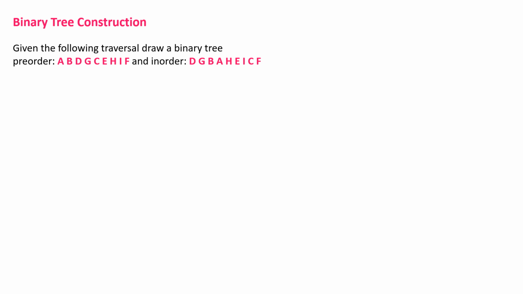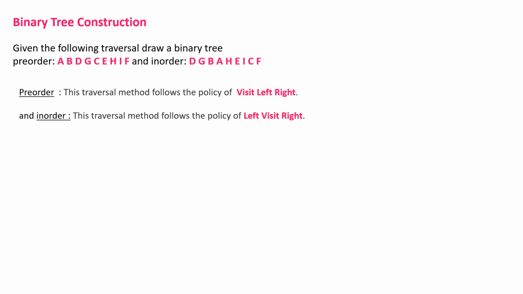This video is about how to construct a binary tree if preorder and inorder traversal of a binary tree is given. We know that all the traversal methods traverse the tree from top to down, and while moving from top to down we always follow a left to right fashion.